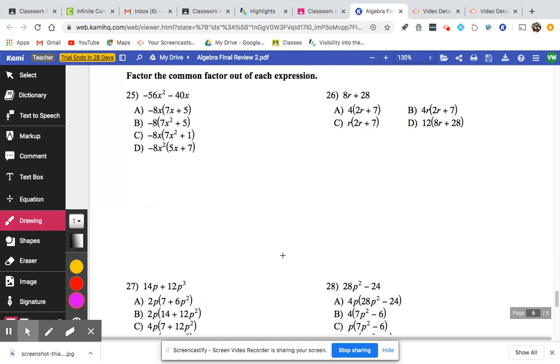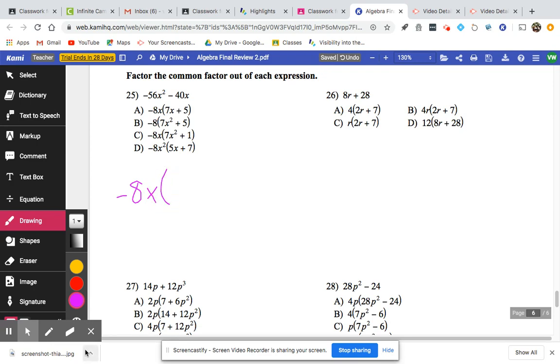So when I look at 56 and 40, I need to ask myself, what is the largest number that can go into both of them? They're both even. Yeah, I could do 2. Yeah, I can get away with 4. I want to pick the largest one, though. And maybe you check from A, B, C, and D. I can actually factor out a -8. Now, why negative instead of positive? I choose a -8 because both of my numbers are negative, right? Now I see both of them have at least one x, so I can at least factor out an x.